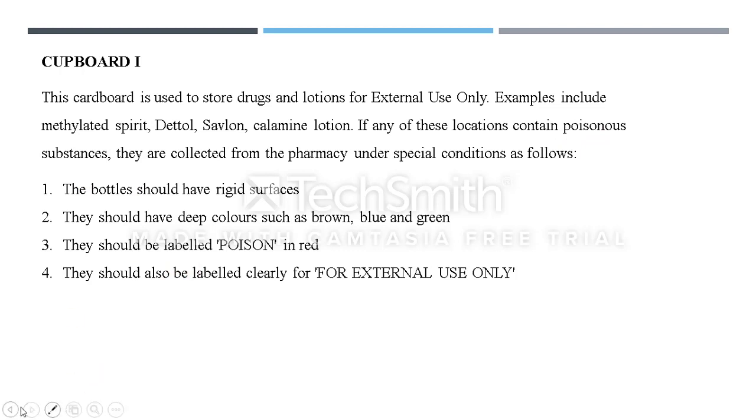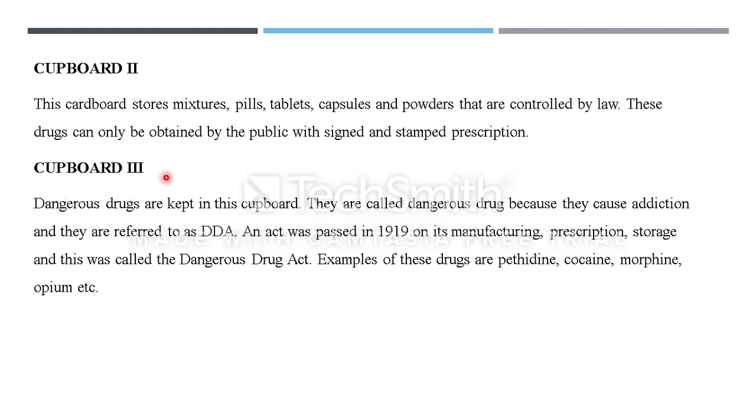Now cupboard 2. Cupboard 2 stores mixtures, pills, tablets, capsules, and powders that are controlled by law. These drugs can only be obtained by the public with a signed and stamped prescription. As I said earlier, cupboard 2 stores drugs that are used internally, and they are controlled by law. It doesn't mean these drugs should be given out just like that. Before someone can take these drugs, they should have a prescription with sign and stamp. Okay, so that is cupboard 2.